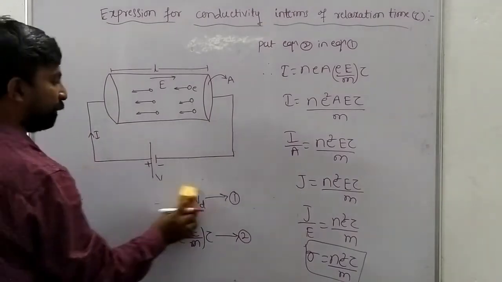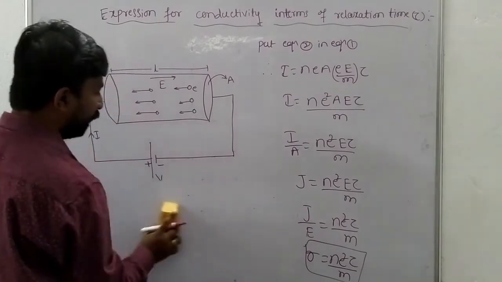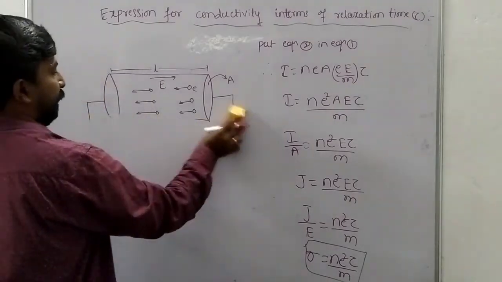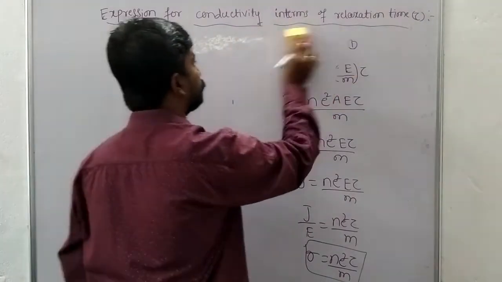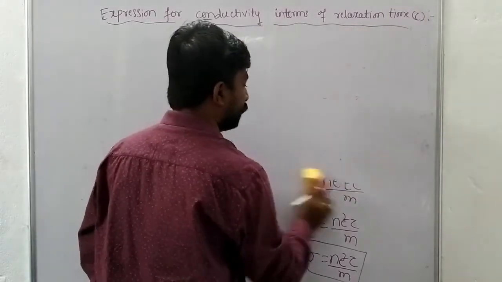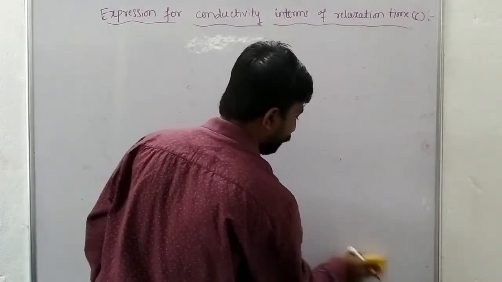So the next concept is the color code resistors method.